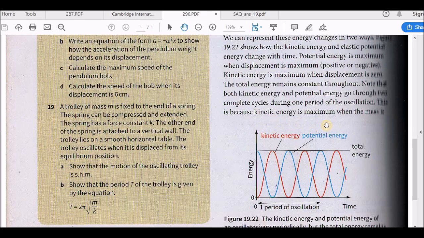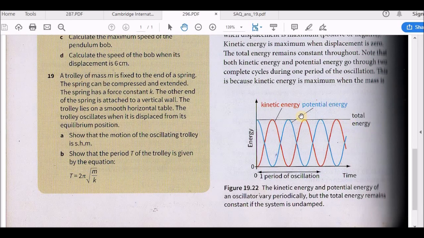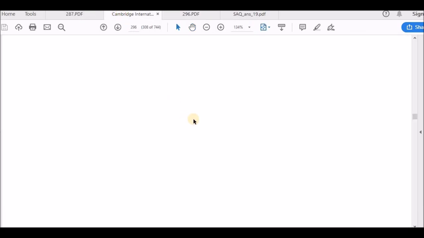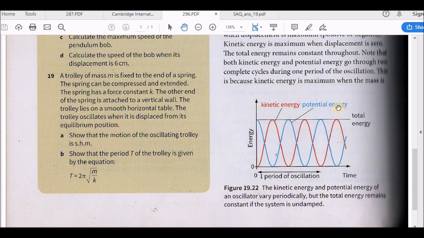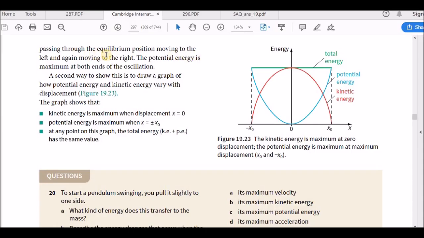This is because kinetic energy is maximum when the mass is passing through the equilibrium position, moving to the left and again moving to the right. So there are 2 points where the kinetic energy is maximum, that is at the equilibrium position. The mass passes through the equilibrium position twice. That's why the kinetic energy is maximum there.